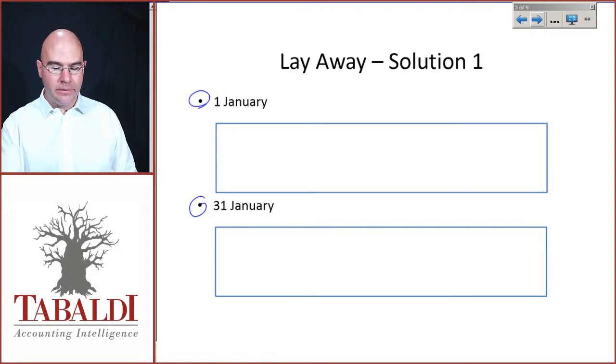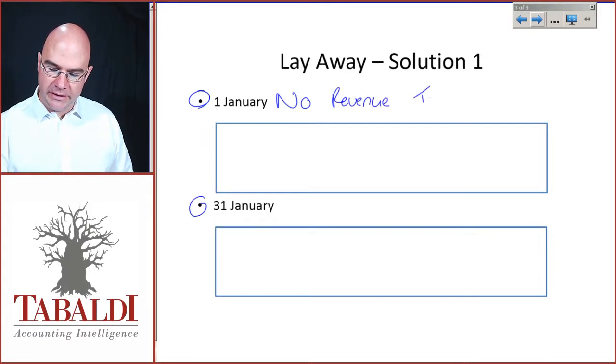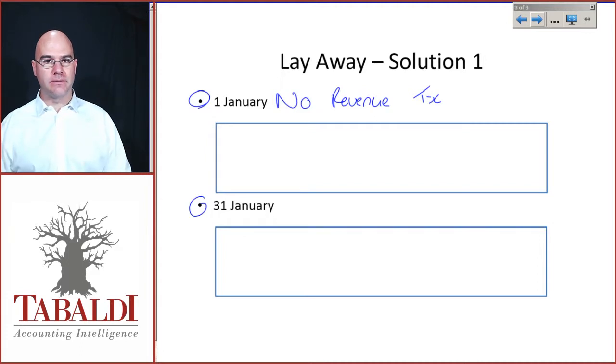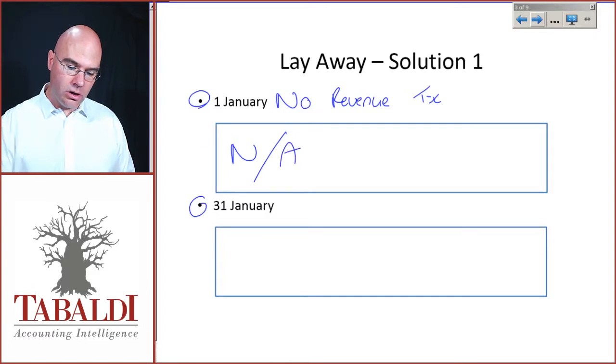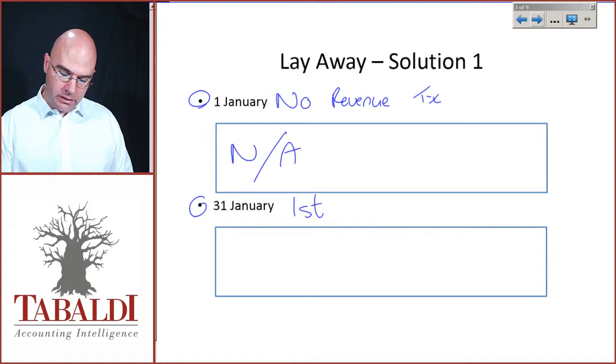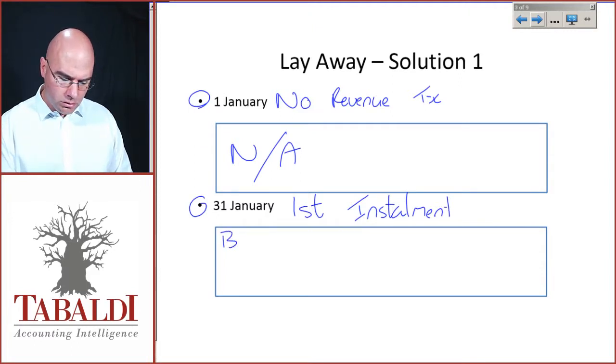Assuming you've done the questions now, on the 1st of January, please remember, there is no revenue or other transaction. All you've done is enter into an agreement. If the customer does not make the 3 installments, you will not have to deliver the bike. So there is no journal on the 1st of January. However, on the 31st of January, you will receive the 1st installment. Do you recognize that as revenue? No, you don't. You will always debit bank with the cash flow of $1,000.